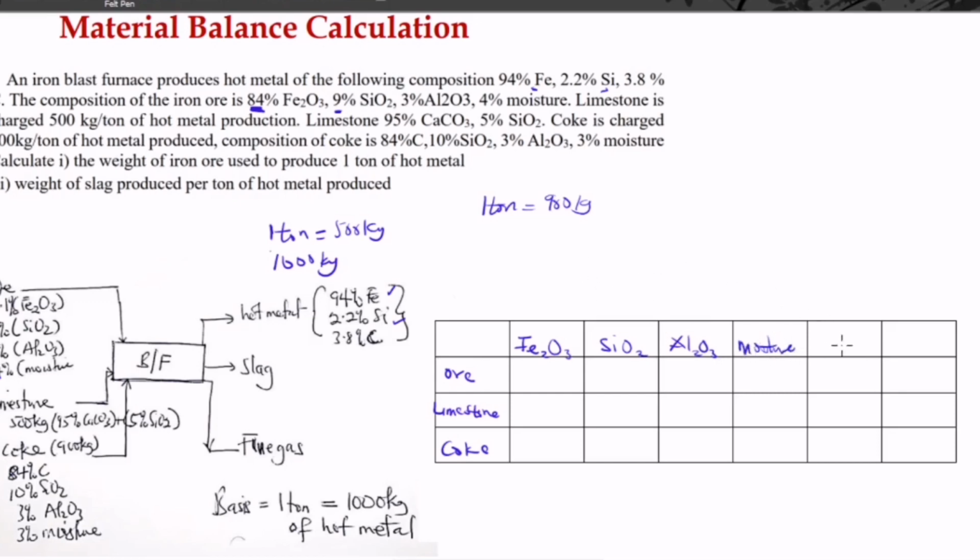We have calcium carbonate. We have coke, carbon. So then we have it like this. You can then put in your composition. For the ore, what's the percentage of hematite in the ore? We have 84%.